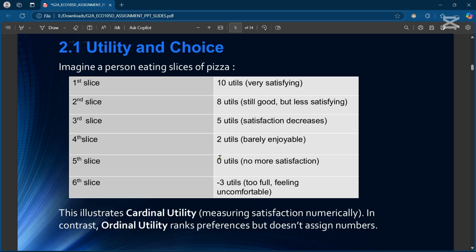And the fourth slice, we are getting 2 utils. And the fifth slice, we are getting 0. We are seeing that the value has been 0. And in the sixth slice, we are seeing that the value has been negative. It was 0 and it has become -3. So when does this actually occur? It happens when we eat too much, when we are no longer hungry.